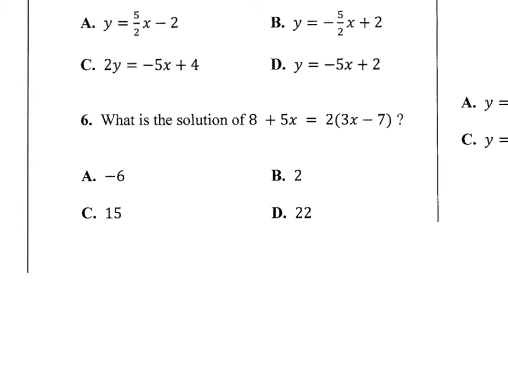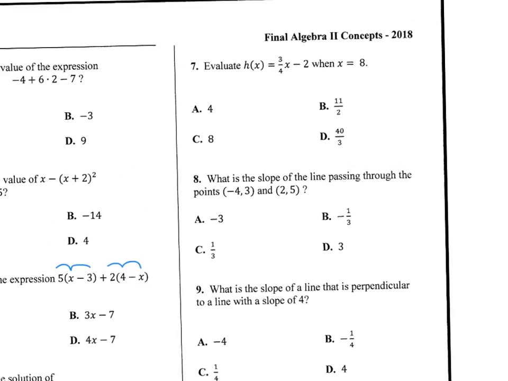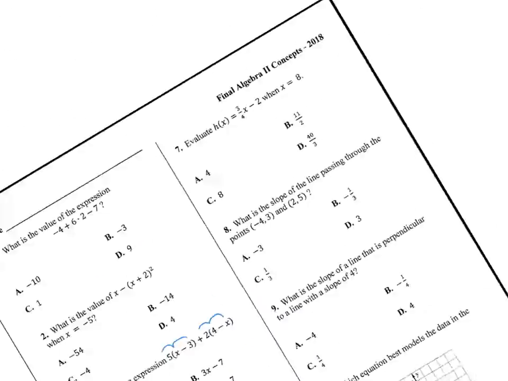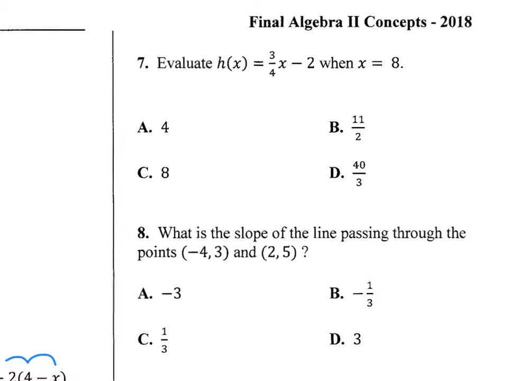Number 6, again, let's begin by distributing and multiplying that 2 to everybody there, and then get x's on one side and numbers on the other and solve for x. Let's take it over here to number 7. Again, we're going to evaluate. You want to plug -8 in right here for x and solve this whole part.